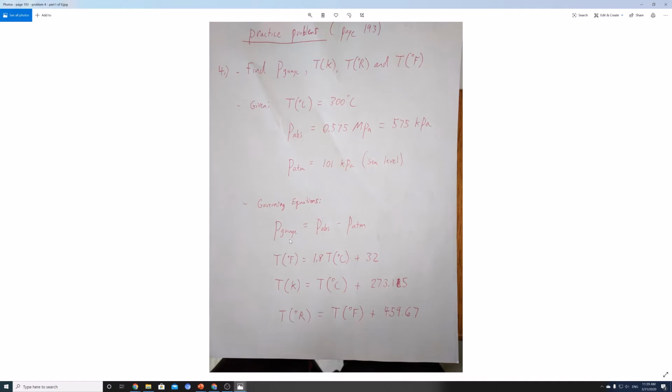So here are the governing equations. All we need to do is find gauge pressure, which is the absolute minus the atmospheric, temperature in Fahrenheit, given temperature in C, temperature in Kelvin, given temperature in C, and the temperature in Rankine, knowing that the first part we found the temperature in Fahrenheit, we just add 459.67 to that.